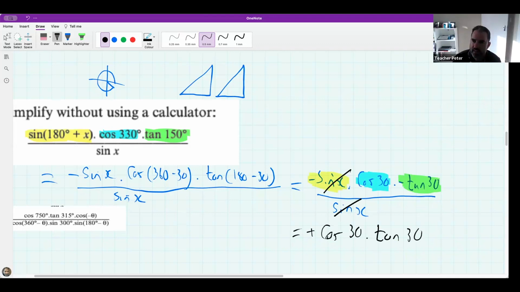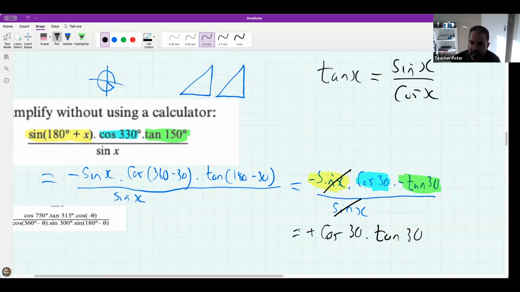Now, there's something that I haven't taught you about. There's an identity that I haven't taught you about yet, but I'm going to tell you about it now, because if you don't know about it, you can't really take this any further in terms of simplifying. And the identity that's important is that if you've got the tan of an angle, it can always be written as the sine of that angle over the cos of that angle.